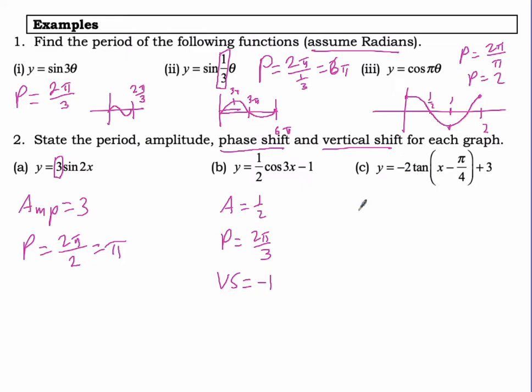Here the amplitude is the absolute value of that number, which is 2. Okay, but the curve is flipped around as well. The horizontal shift, or the phase shift, equals pi over 4 to the right, right? It goes pi over 4 to the right. The vertical shift is just positive 3.